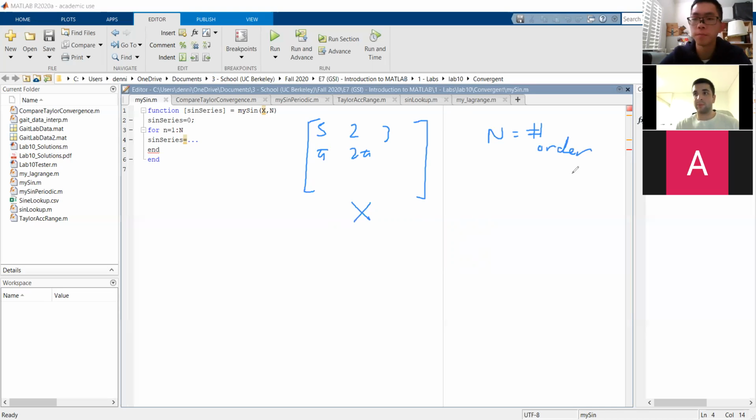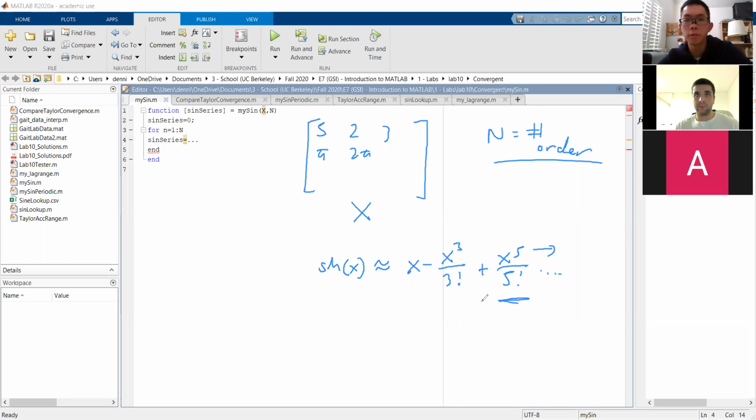order of the Taylor expansion. So check the PDF for how to get the nth order Taylor approximation of sine. You may have seen this: sine of x is approximately x minus x to the power of 3 over 3 factorial plus x to the power of 5 over 5 factorial, etc. This keeps getting more and more exact the more terms you tack on. And the nth order tells you what position to stop at.